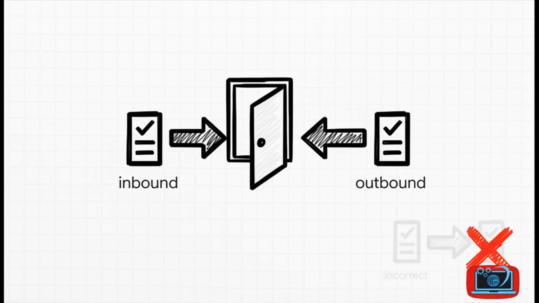Pro tip number 1, and this is a big one. You only get one bouncer per door per direction. What does that mean? It means one ACL for traffic coming in on an interface and one for traffic going out. If you need to check for a bunch of different things, you don't hire more bouncers. You just give your one bouncer a longer, more detailed checklist.